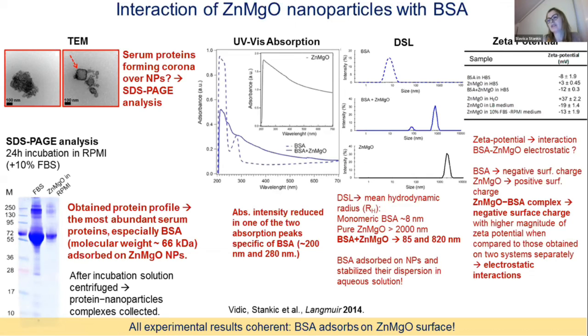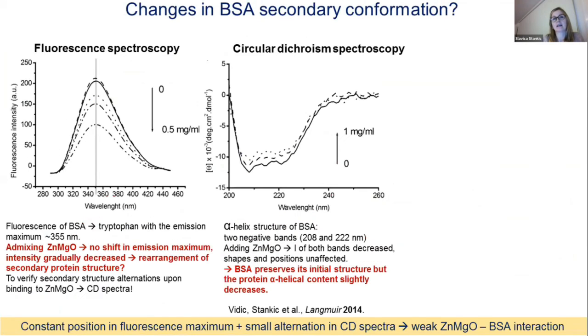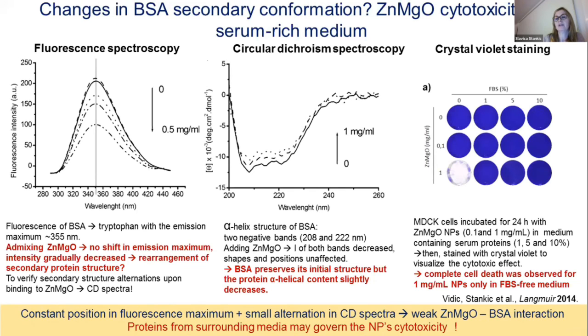We confirmed this with UV absorption, hydrodynamic radius and zeta potential. Then we checked, because when a protein is interacting with another molecule, there is a change in its secondary conformation. We proved this by fluorescence spectroscopy, where the typical emission from the BSA was decreasing when we were adding more and more zinc magnesium oxide. We got very similar results from CD spectroscopy as well, and we concluded that there is a weak interaction between nanoparticles and BSA.